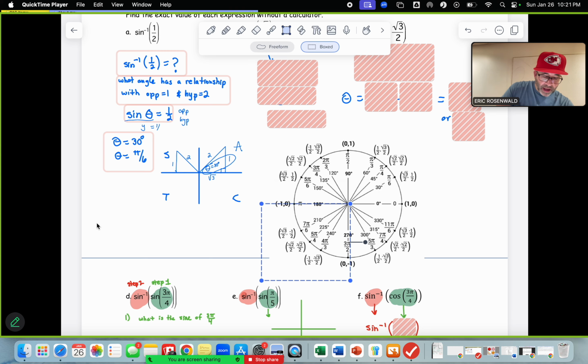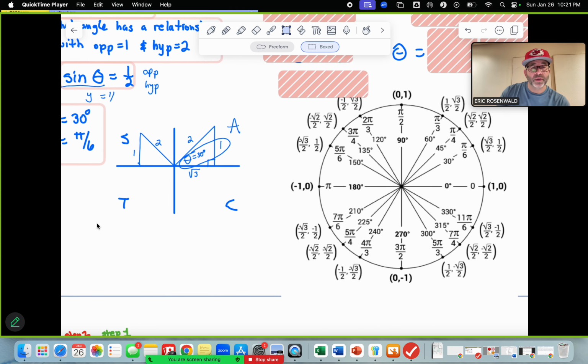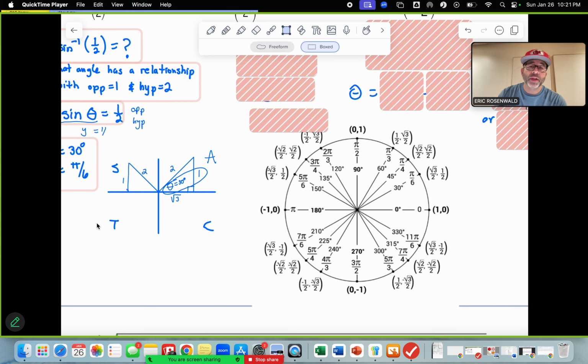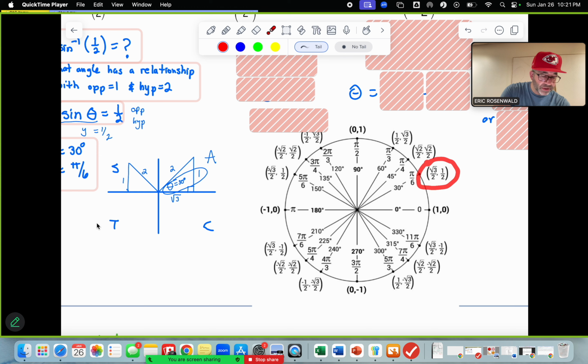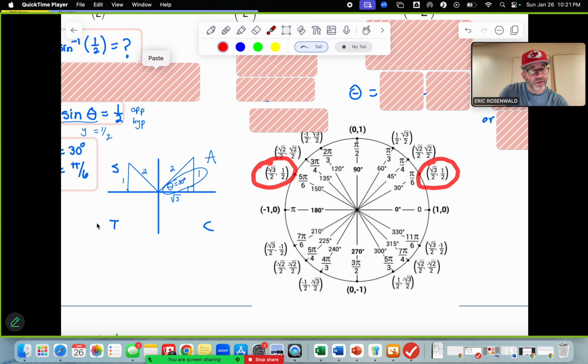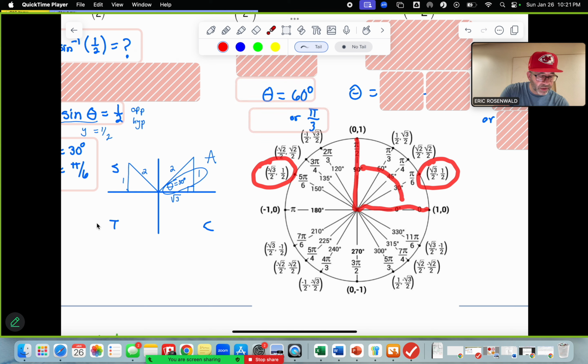There we go. All right, so when we look at our unit circle, we are asking where do we have a y value equal to 1/2, right? That's all we're asking. And you can see that the y value right here is equal to 1/2 and the y value is equal to 1/2 right here. The issue is that my answer has to be over in this quadrant here or in this quadrant here. And because it's a positive 1/2, it's going to be 30 degrees.